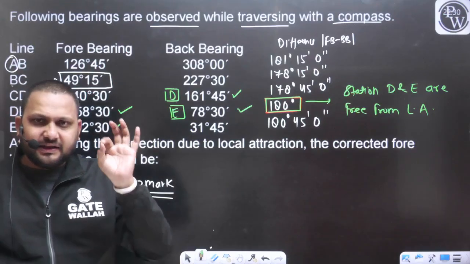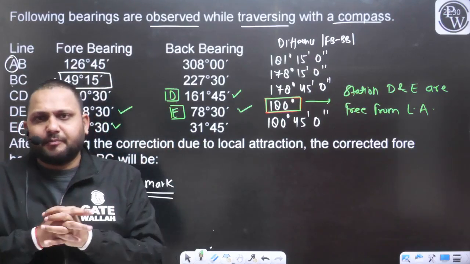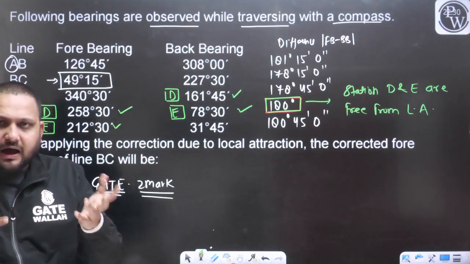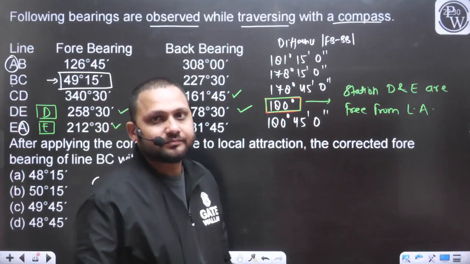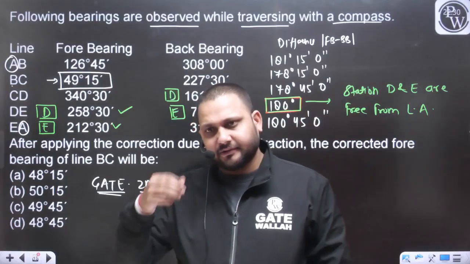If the stations D and E are free from the local attraction, all the values that we have measured from the stations D and E are going to be correct.